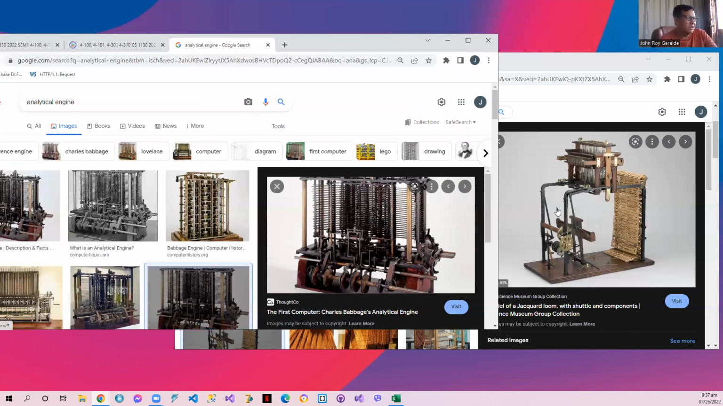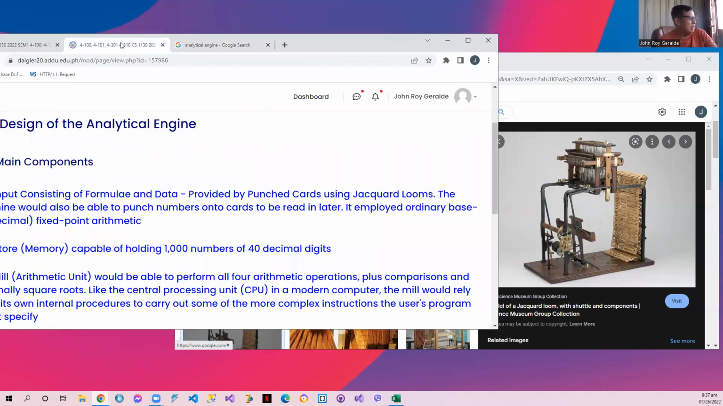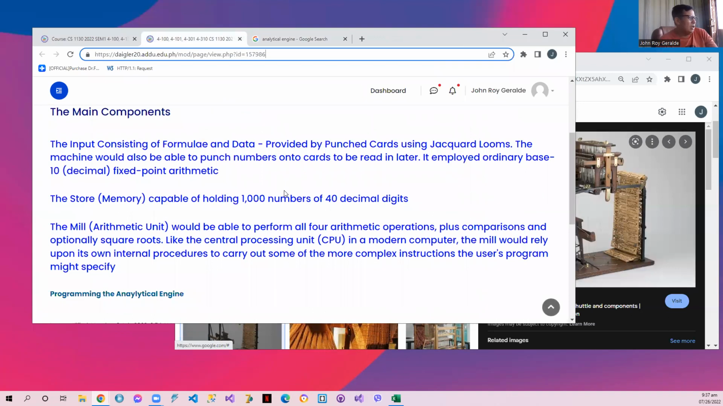So that's how it looks. This is the Jacquard loom. This is the mill. Now the mill would be able to perform arithmetic operations, plus comparisons and optionally square root. It can also do shifting.